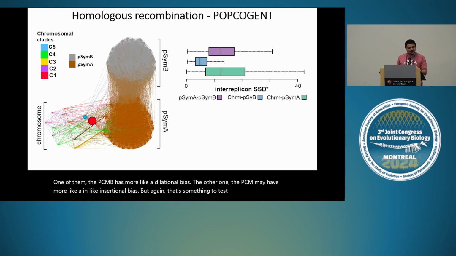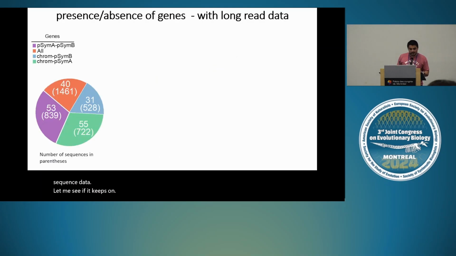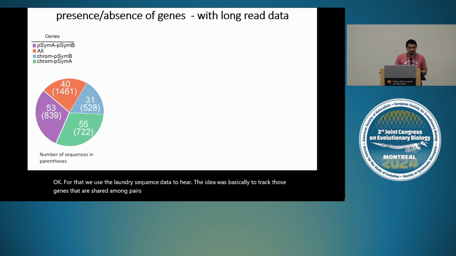Next, we decided to detect the genes involved in these recombination events and see what their functions are. For that, we used the long-read sequence data. The idea was to track the genes that are shared among pairs of these replicons, say the genes shared between the PCMA and the PCMB, the genes shared between the chromosome and the PCMA, and so on.